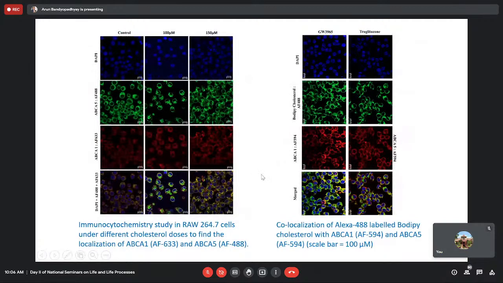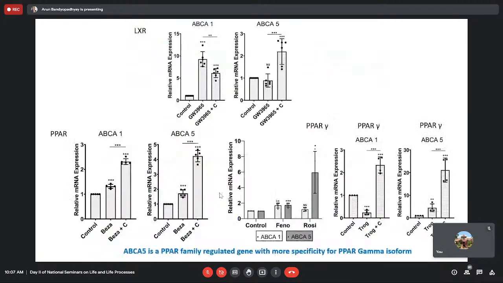And so we checked using immunocytochemistry whether these transporters behave like transporters. So, an immunocytochemistry study of RAW 264 cells under different cholesterol doses to find the localization of ABCA1 and ABCA5. ABCA1 and ABCA5 co-localize on the cell surface in the RAW macrophage cells.